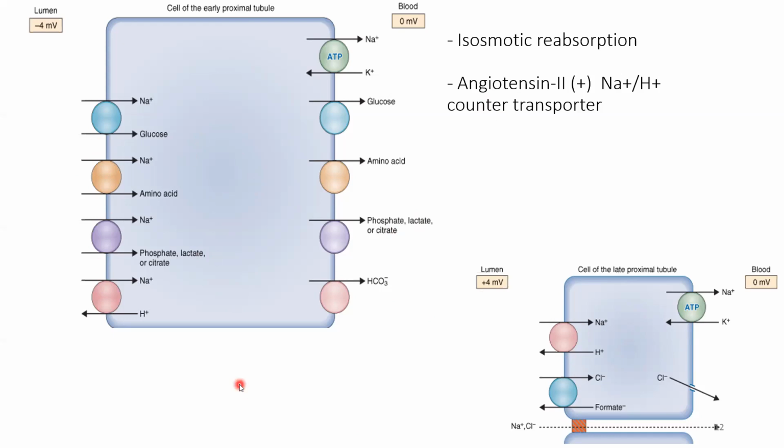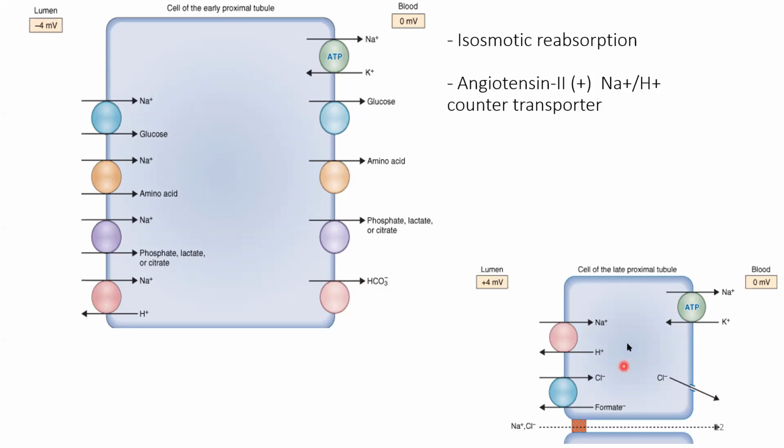Which is the anion being transported within the early cell and then the late cell? Look at this. It's bicarbonate, basically, which is being transported or reabsorbed here, and it's chloride in this case. Okay, so sodium is being dealt with here, not chloride. This is one of the differences.